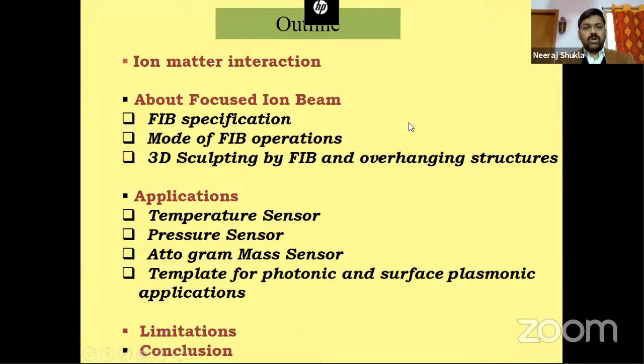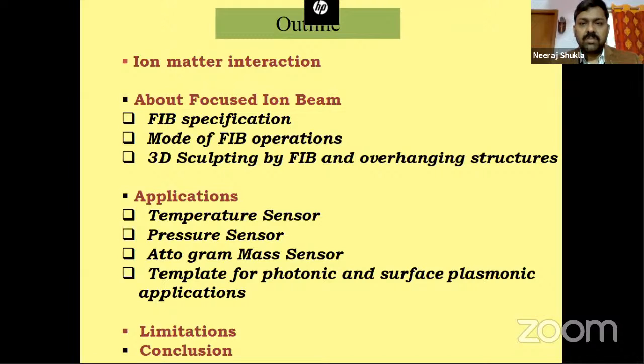So the outline of my talk would be that I'll be discussing first ion matter interaction, and briefly I'll discuss focused ion beam, its specifications, and modes of FIB operations. In short, it is known as FIB. The other part is the 3D sculpting by FIB and overhanging structures, okay? And it has various applications. You can make a temperature sensor, a pressure sensor, and you can use this device as a template for photonic and surface plasmonic applications, okay? And then I'll discuss some brief limitations and conclusions.